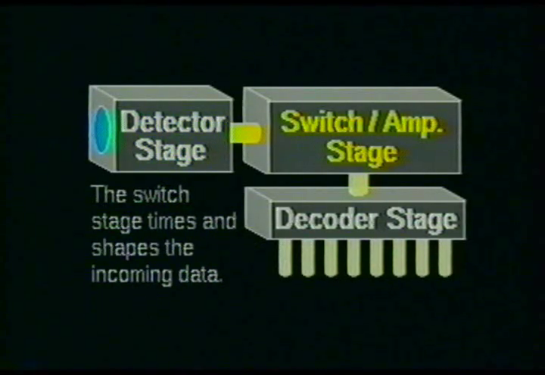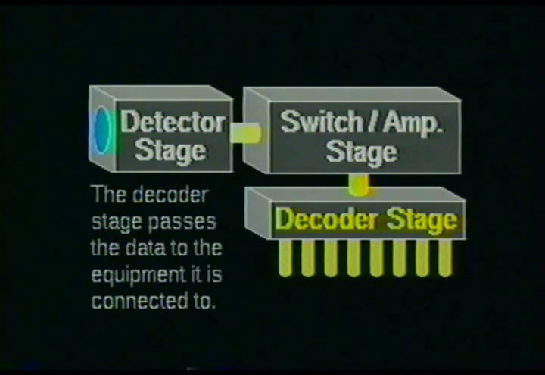The switch stage may or may not contain an amplifier section. However, it will generally contain a timing control circuit and a wave shaping circuit. The timing section places the data back to its original data rate. Next, the signal is sent to the decoder stage, where the electrical data is routed to the input of the equipment receiving the transmitted data.